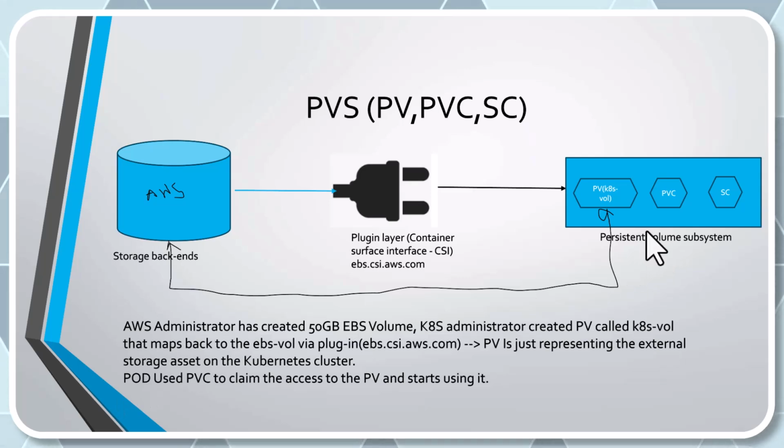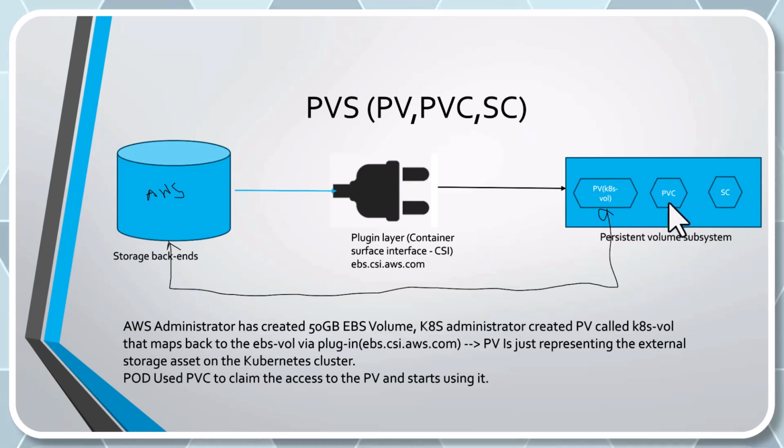So how will the pod connect? Your Kubernetes pod connects to the PVC, not the PV. PV, again I am repeating, just represents the storage backend. So the CSI connects between Kubernetes and AWS or any kind of data storage. That PV, persistent volume, represents the storage backend.